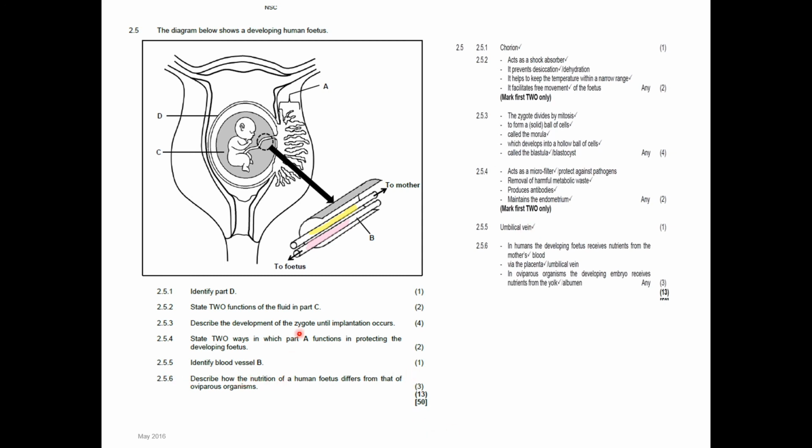2.5.5. Identify blood vessel B. Blood vessel B is the blood vessel that's taking blood to the fetus, so it can only be the umbilical vein. Make sure you know this. It's the vein. It's different from our blood circulation. 2.5.6. Describe how the nutrition of a human fetus differs from that of an oviparous organism. We know that in humans, the fetus receives nutrients from the mother's blood via the placenta and via the umbilical vein. In oviparous organisms, the developing embryo receives nutrients from the yolk.